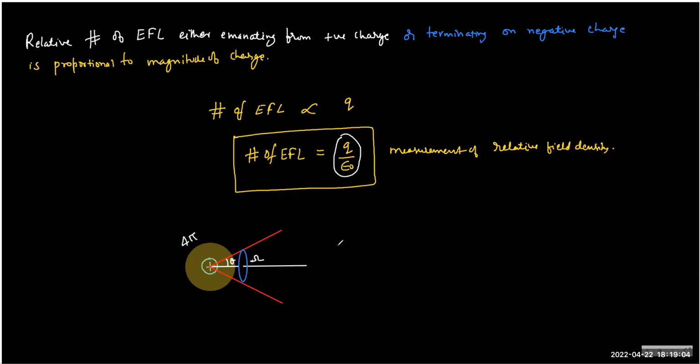Exactly. So the number of electric field lines through the omega solid angle will be equal to the fraction into the total, right? And now because it's a conical angle, we can write omega, if you remember the derivation.